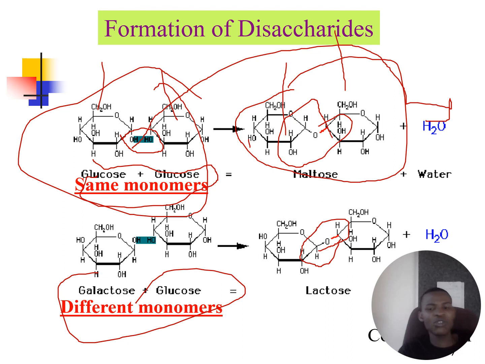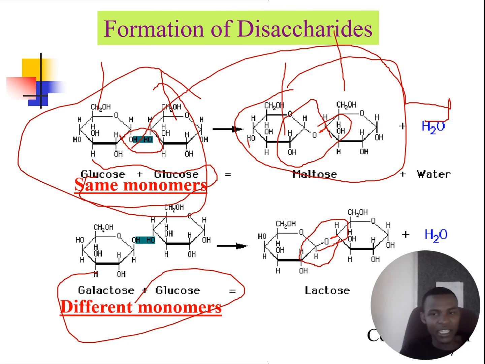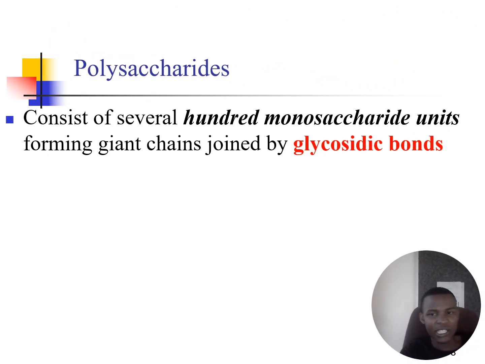Polysaccharides consist of hundreds of units of monosaccharides. When you bring glucose 1, 2, 3, until a lot of glucose, you form what we call a polysaccharide. You will be linking glucose and glucose, glucose and glucose. You're going to have many glycosidic bonds.